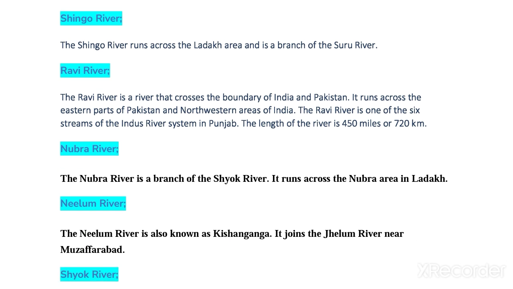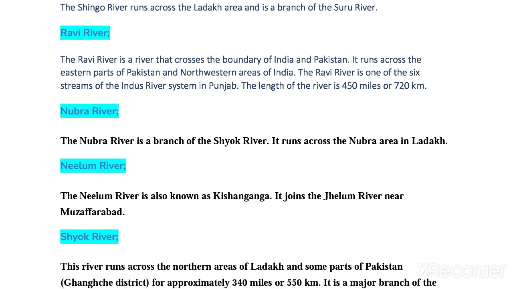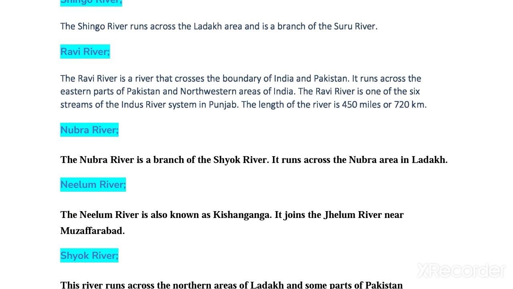Shingo River. Shingo River runs across the Ladakh area and it is a branch of Suru River. River Ravi. River Ravi is a river that crosses the boundary of India and Pakistan. It runs across the eastern part of Pakistan and northwestern areas of India. River Ravi is one of the six streams of Indus River system in Punjab.